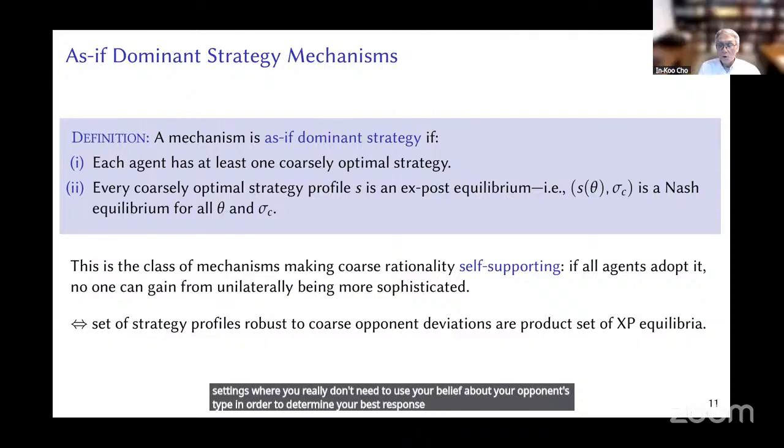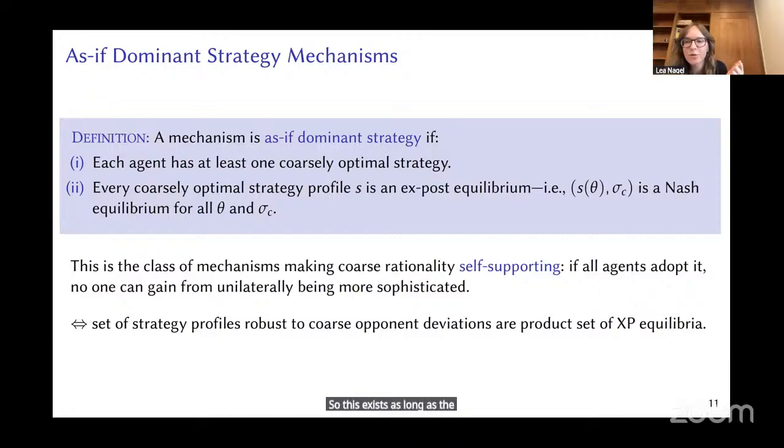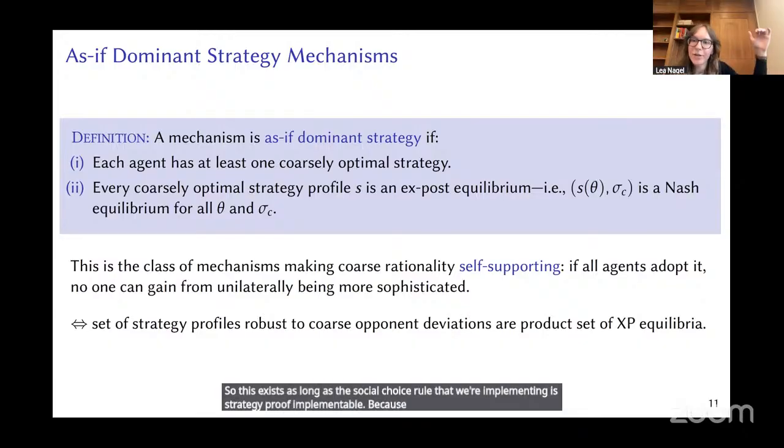Now, an alternative way. Yeah. So I think you will have a problem with existence, I guess. Does it exist all the time? So this exists as long as the social choice rule that we're implementing is strategy-proof implementable. Because then under the least transparent information disclosure policy, it is going to be a dominant strategy mechanism. And then essentially the question is just how much can you reveal while maintaining that as if dominance property?